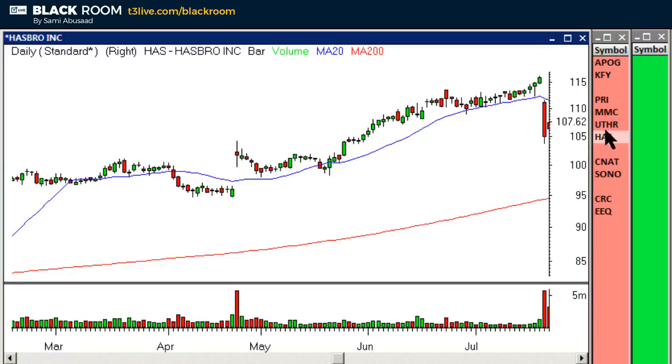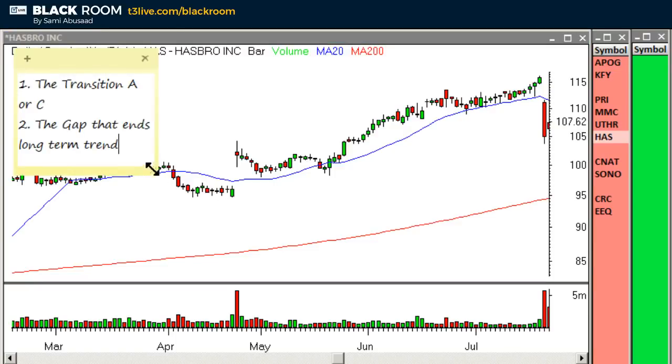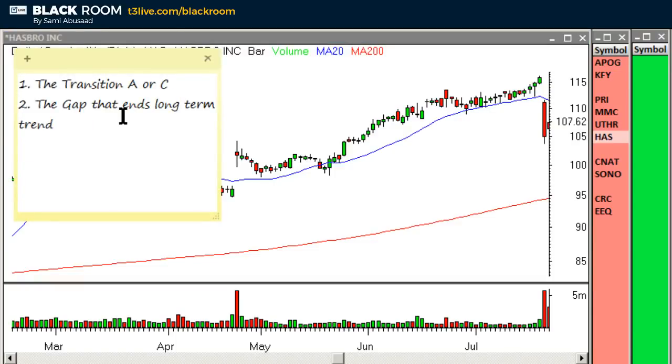At any rate, that's the second type of gap, the gap that ends a long-term uptrend. The third type would be the shock value gap. The shock value gap, right? The gap that creates shock value.